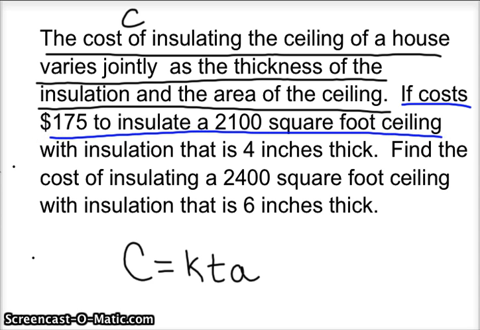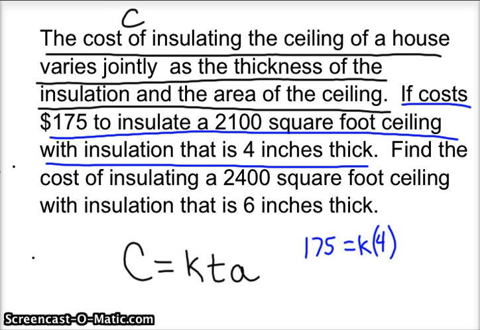So, if it costs $175 to insulate a 2,100 square foot ceiling with insulation that is 4 inches thick, that's going to find K. That's all we need to find K. So basically 3 of the variables need filled in. So cost is 175 equals K times your thickness of 4 inches times your area, which is 2,100 square feet.